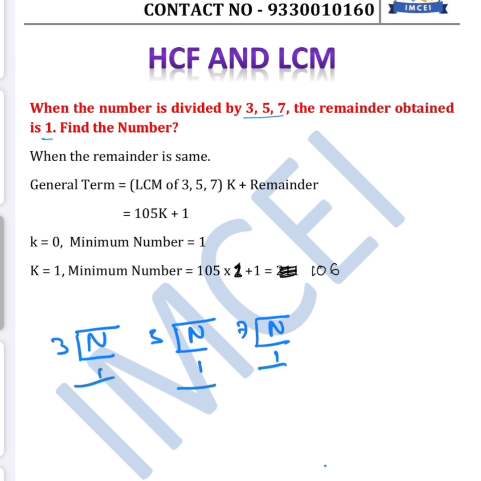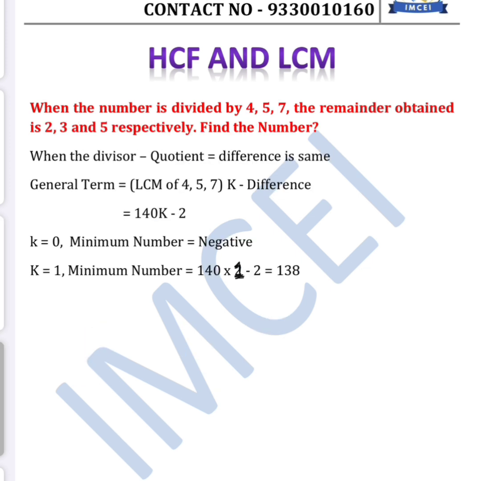When the remainder is the same, the general term will be LCM of the divisors into k plus remainder. So LCM of 3, 5, 7 will be 105 into k plus 1. Now if I put k equals to 0, we get the minimum number, which is 1 here. If I put k equals to 1, we get 105 into 1 plus 1, which is 106.